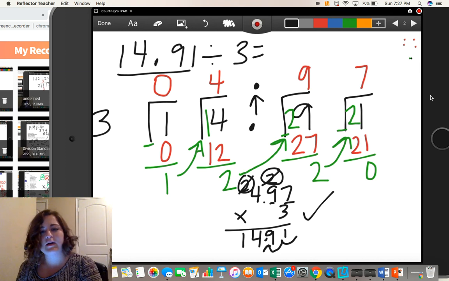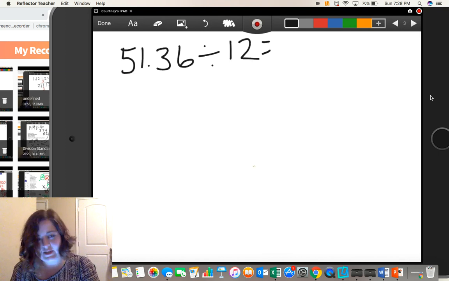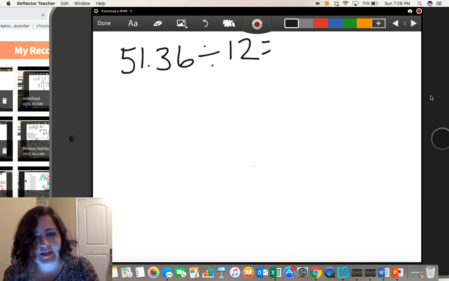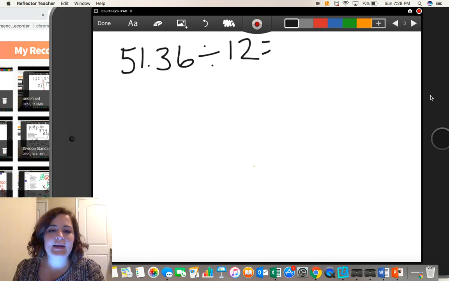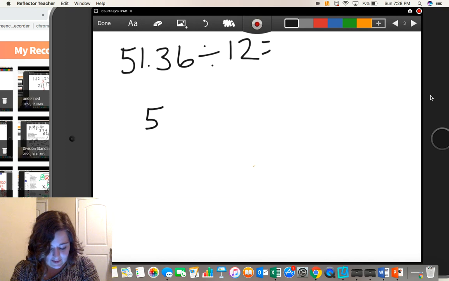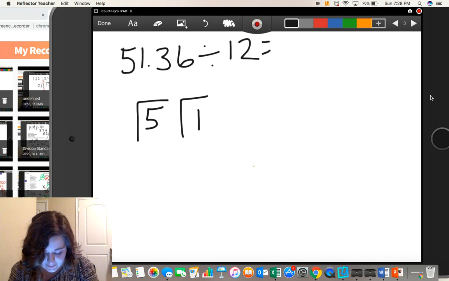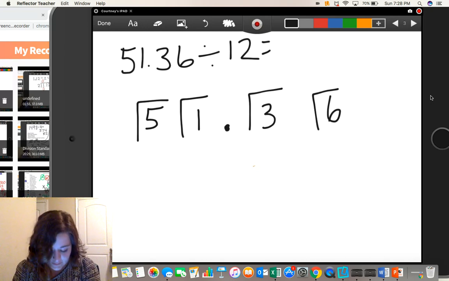And we're going to go ahead and move on to the next question, which is going to be 51 and 36 hundredths divided by 12. So the first thing I'm doing is still separating my dividend, 51 and 36 hundredths, into its own division house. So 5 needs its own house, 1 needs its own house. Then we have our decimal, so I'm going to put my decimal there. 3 needs its own house, and 6 needs its own house. And we're dividing by a divisor of 12. So I'm going to put my 12 out on the side.